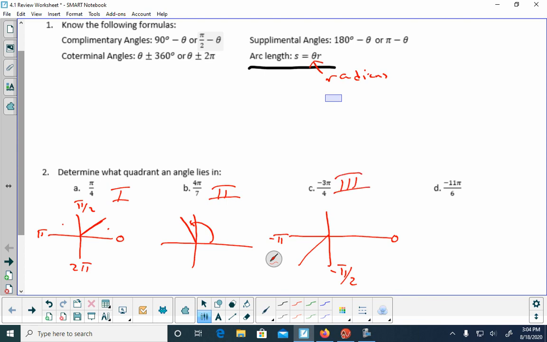Negative 11 pi over 6 is going to be the same idea. 11/6 is more than 1, so it's larger than negative pi. I need to know if it's larger than negative 3 pi over 2. If I'm not sure, I would take 11 and divide it by 6 on my calculator and find that it's 1.8. So it would be negative 1.8, and negative 1.5 would be 3 pi over 2, so negative 1.8 would be here somewhere. This angle is going clockwise, and so this angle is going to be in the first quadrant.